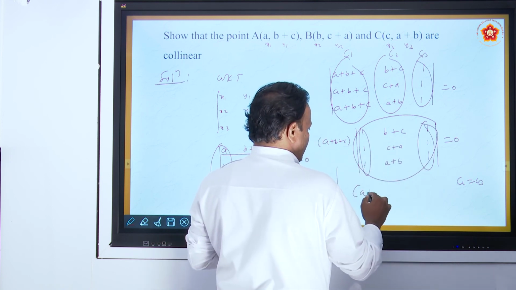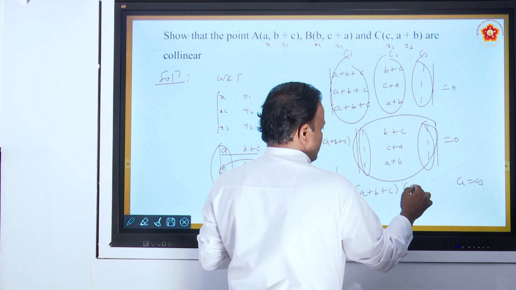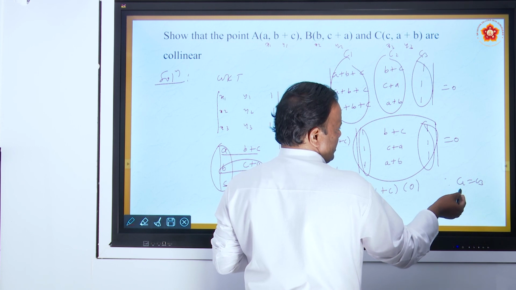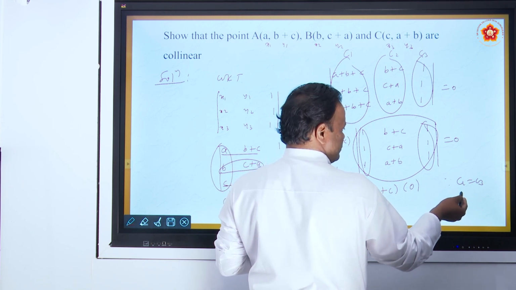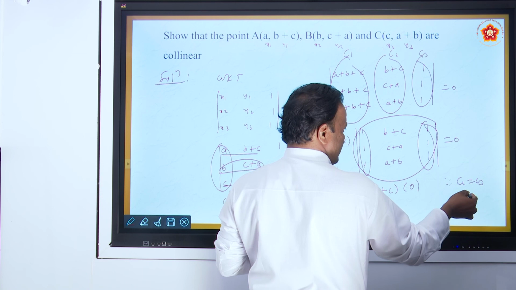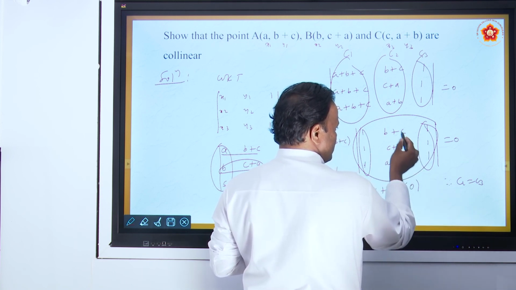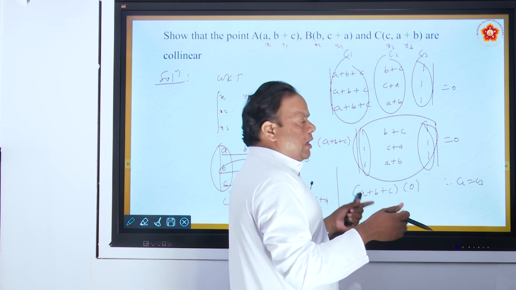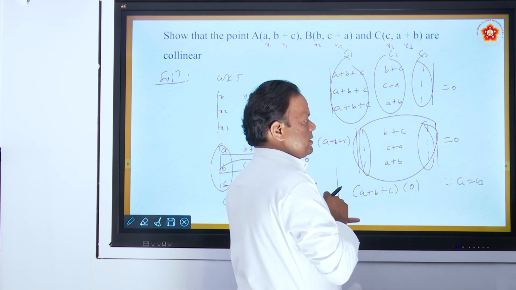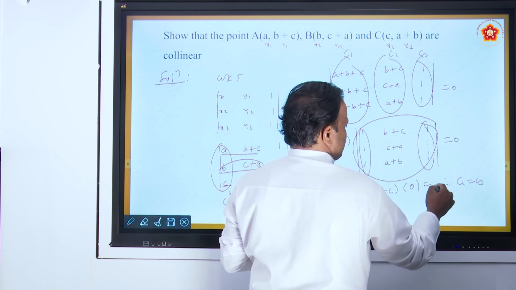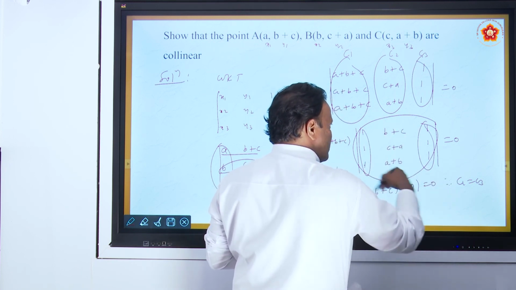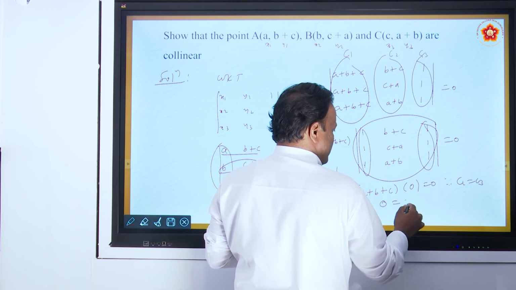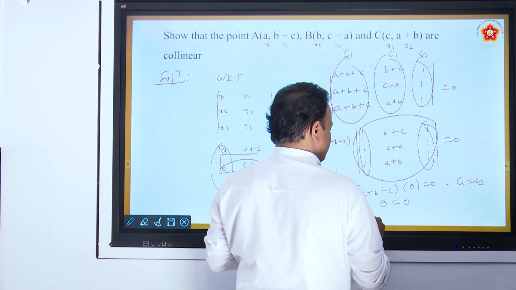So A plus B plus C into 0, because C1 is equal to C3. Two columns are the same, so if you expand with plus, minus, plus signs, again you will get 0 as the answer. No need to expand. This is a standard property. So this whole determinant becomes 0, and the right-hand side is 0 as it is. A plus B plus C into 0 is nothing but 0. 0 into any number is 0, equal to 0. Hence proved.